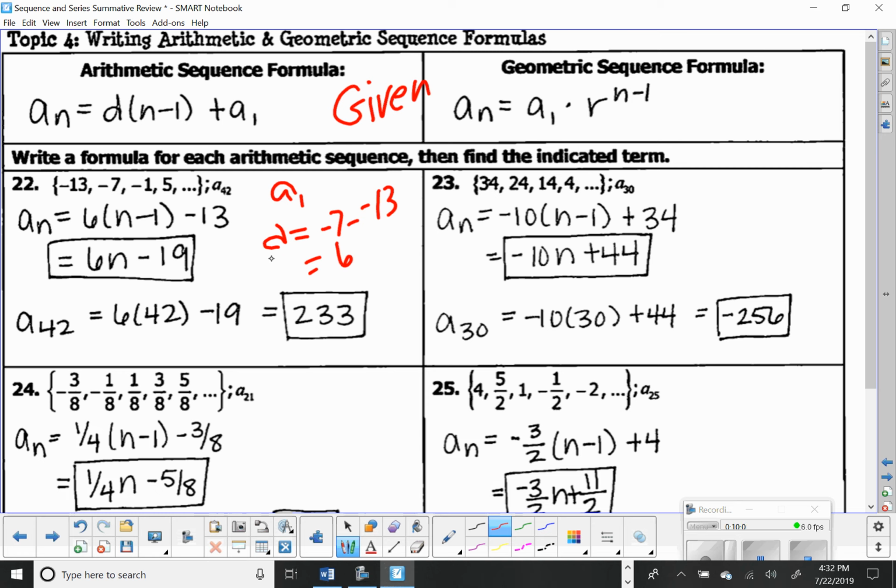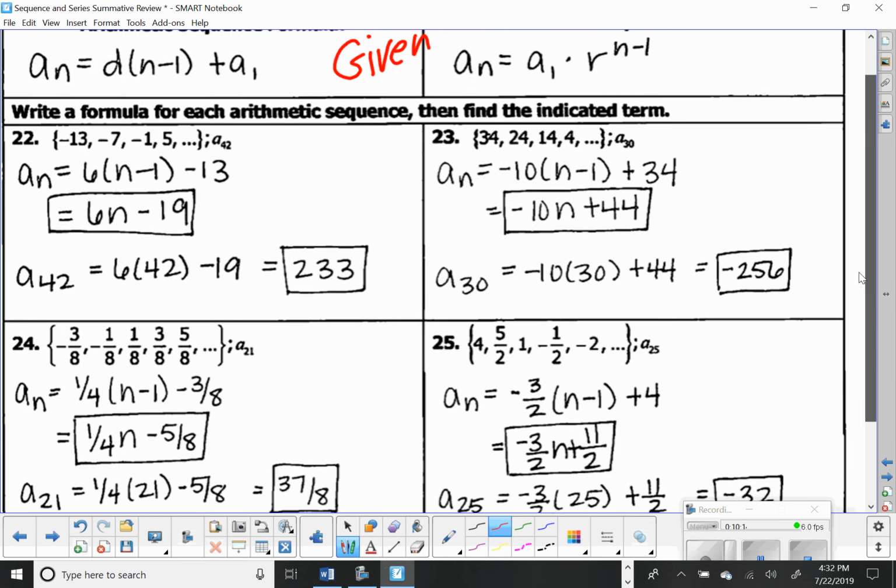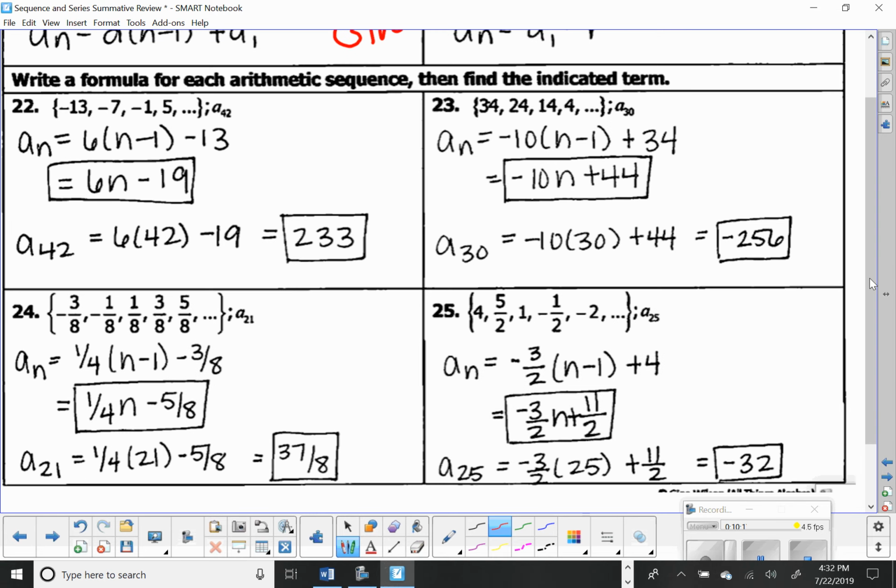So now I know that my common difference is 6, and I've got a sub 1, so I can plug it all in, and I know I want a sub 42, so that's my n. Okay? On all of these 4, you know a sub 1 for all of them. You also know n for all of them. So now what you've got to figure out is what is r or what is d, and then go from there.